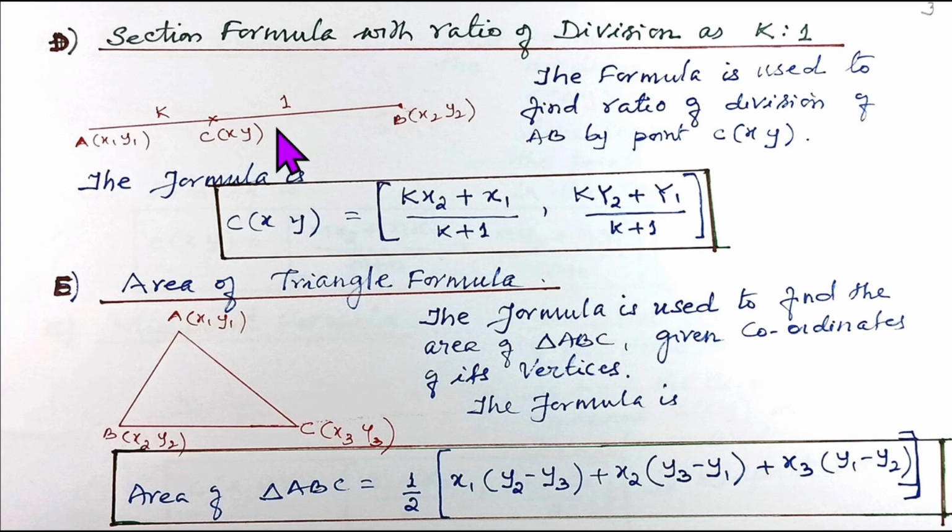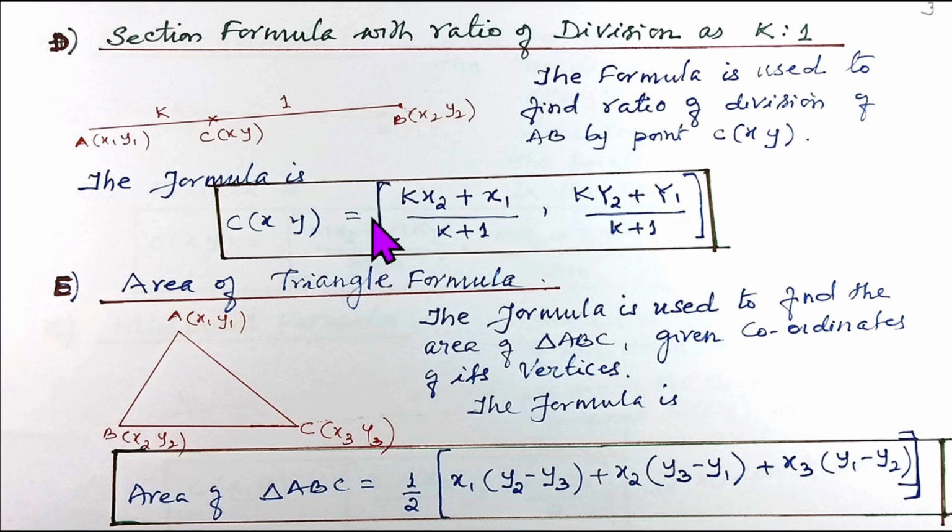So we have A(x1, y1), B(x2, y2), the 2 points in a coordinate plane. AB is joined, and k:1 is the ratio of division, and C(x, y) are the coordinates of the point which divides the line segment AB in the ratio k:1. So the formula is C(x, y) is equal to (kx2 plus x1) divided by (k plus 1) and (ky2 plus y1) divided by (k plus 1).